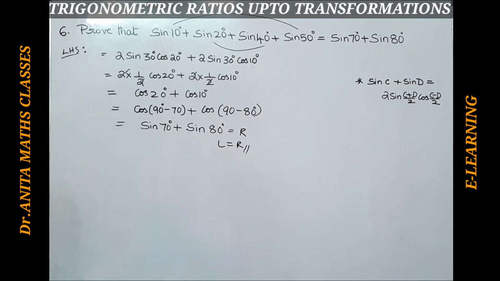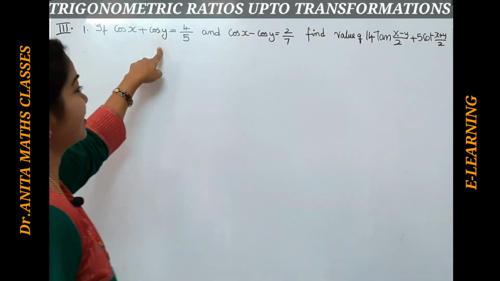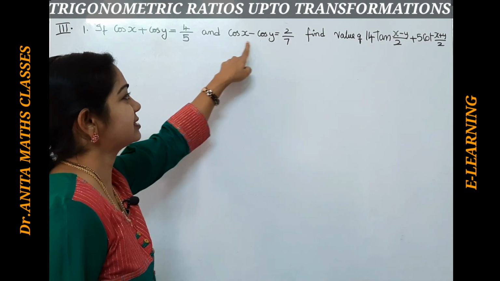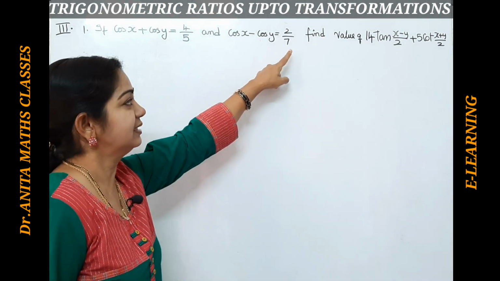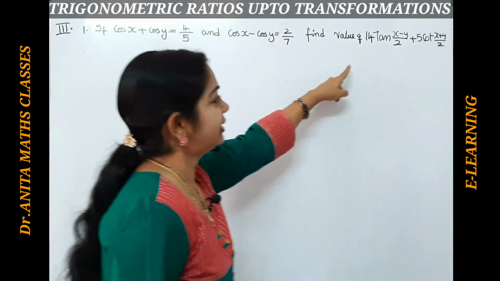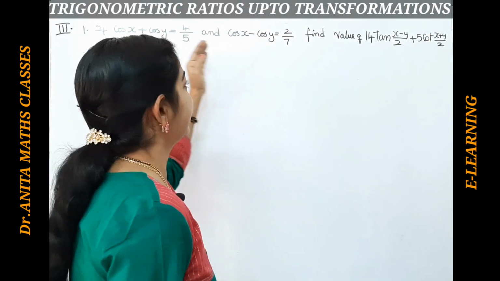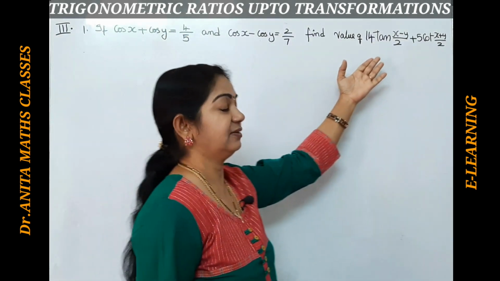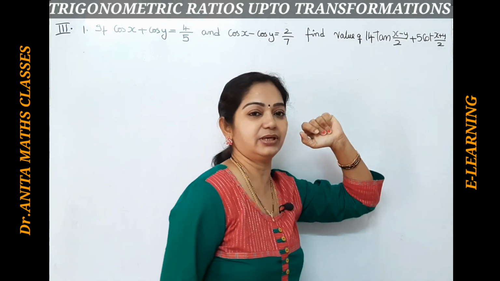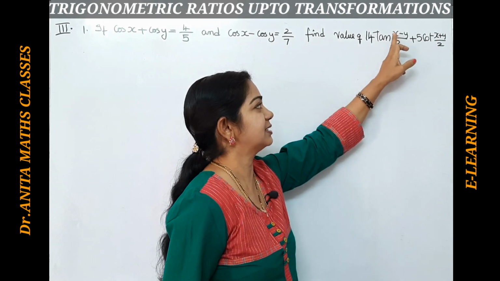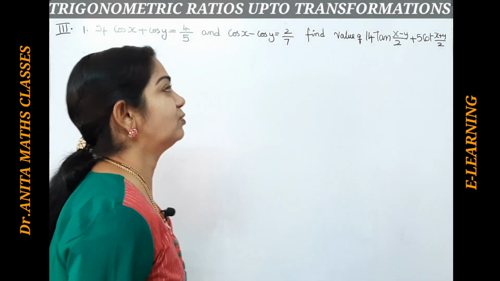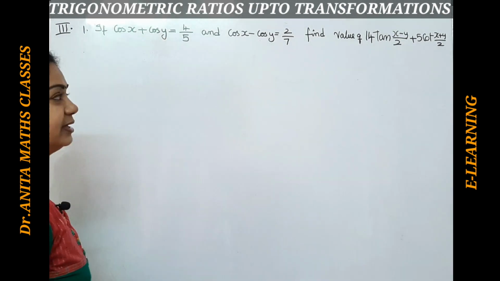Please pause and note it down. If cos x plus cos y equals 4 by 5 and cos x minus cos y equals 2 by 7, find the value of 14 tan (x minus y)/2 and cot (x plus y)/2. Here the given cos values are asked in the form of tan and cot, and that too they are submultiples (x plus y)/2. So we will go for the transformation formulas.